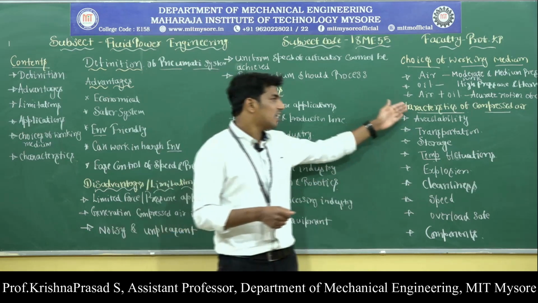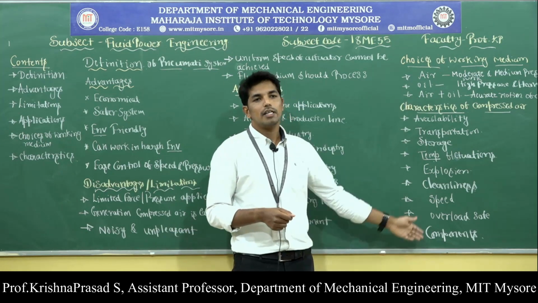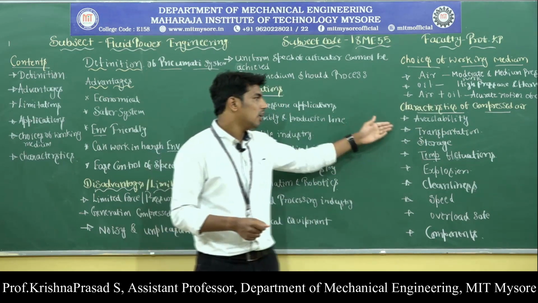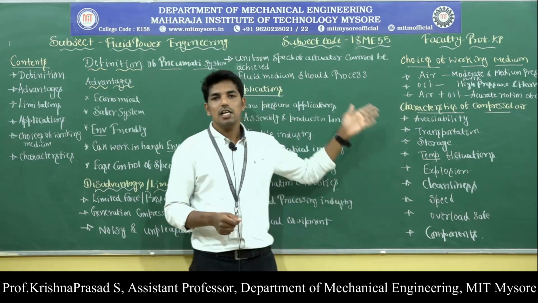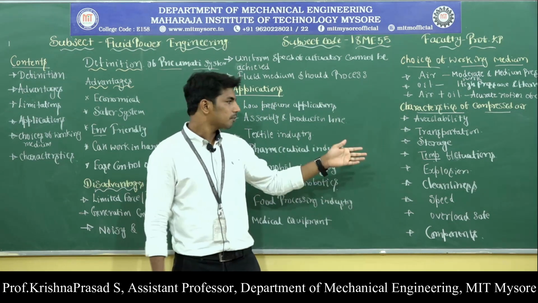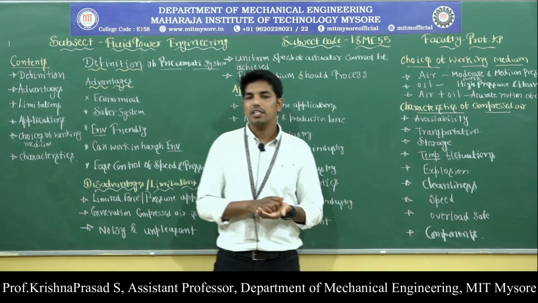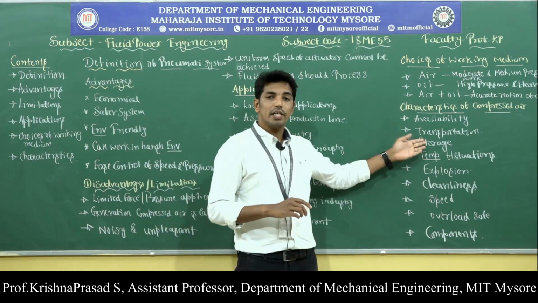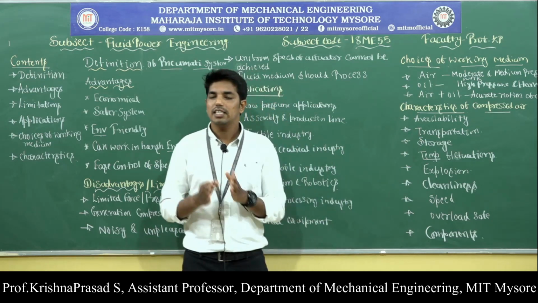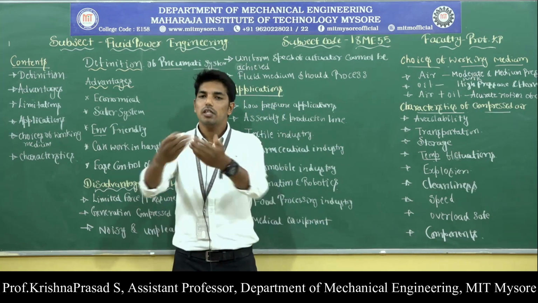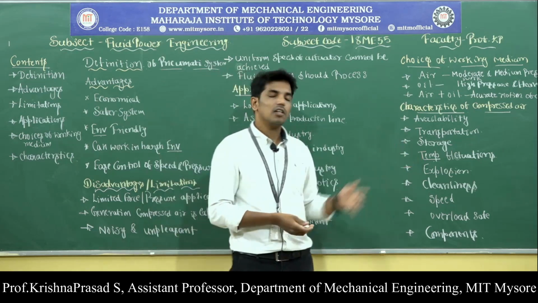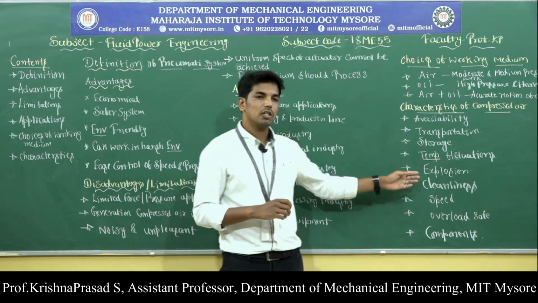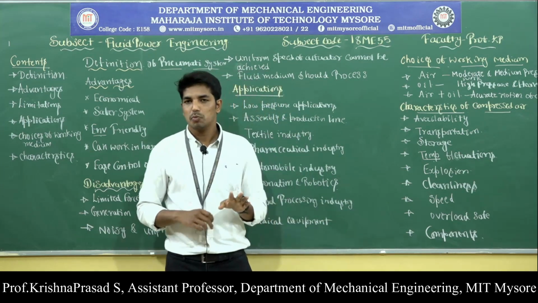So these are some of the characteristics we can see in the pneumatic system when compressed air is used as a working medium. I repeat, first one, availability. Compressed air is easily available in nature and abundant everywhere. Then transportation. Compressed air can be transported easily in a pipeline even for longer distances. Then storage. Compressed air can be stored easily in a reservoir and that can be transported easily. Then temperature fluctuation. Compressed air is insensitive to temperature fluctuation. Explosion. It does not offer any chances of explosion.